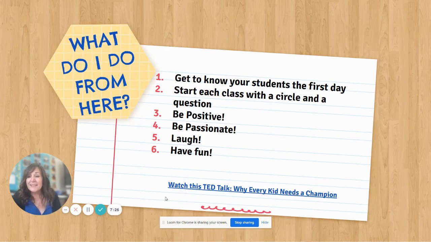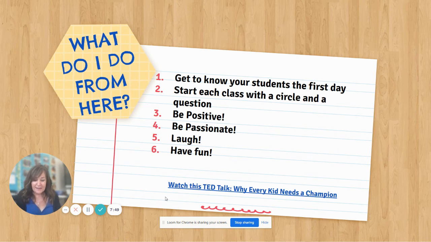So now you may be thinking, okay, I have all these strategies. Where do I go from here, right? So a couple simple things that you can do. First of all, really try to get to know your students the first day. The biggest thing you can do is just ask questions and talk to them. And one effective way that really works well is to start each class with a circle and a question.